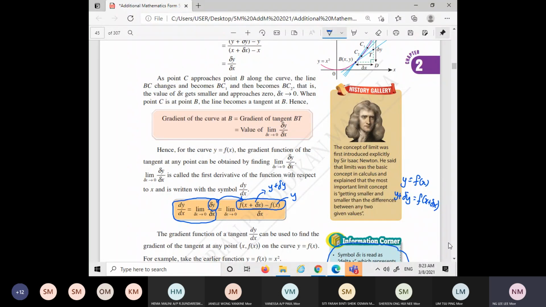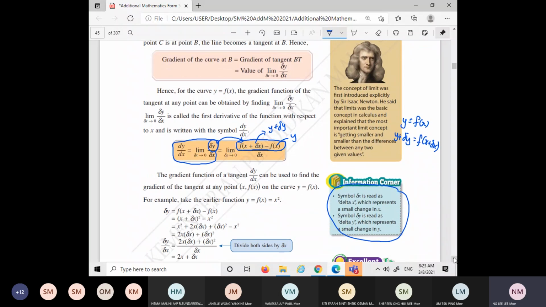It is difficult, first principle. That's why some schools skip it straight away and don't do first principle. The gradient function of a tangent, dy over dx, can be used to find the gradient of the tangent at any point (x, y). Here they don't write y, instead of y they write f(x), because y is equal to f(x). So for example, take the earlier function, x squared. Now we're going to do it by using first principle.